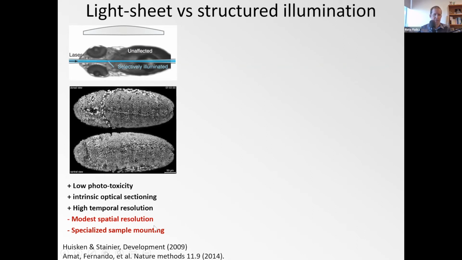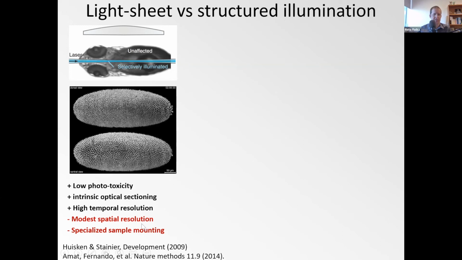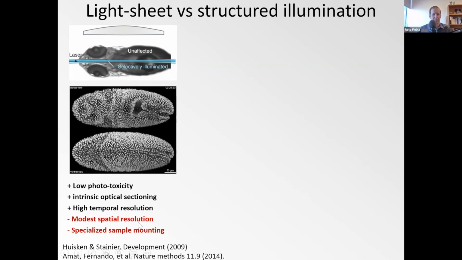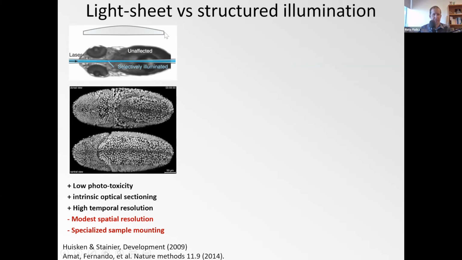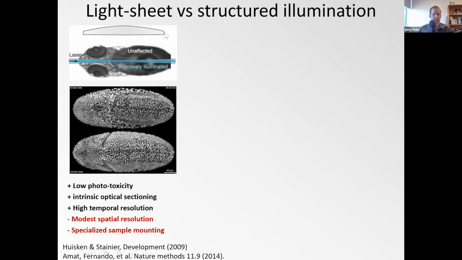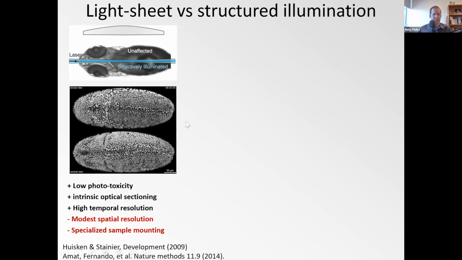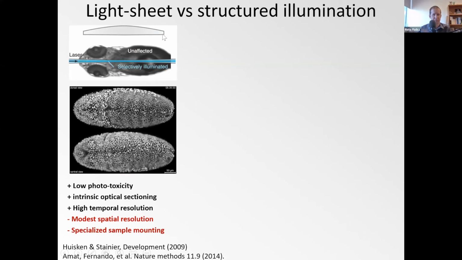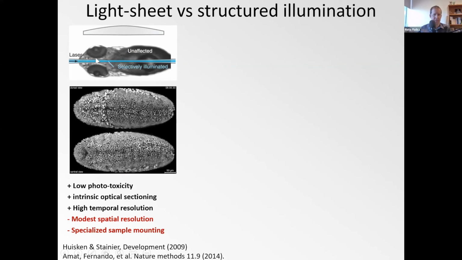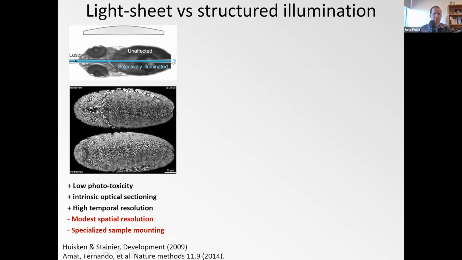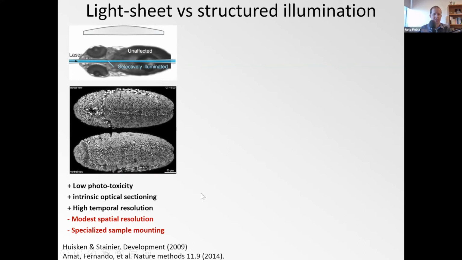The drawback of a light sheet is that it has a rather modest spatial resolution. Its detection is basically wide field limited, and the choice of lenses is also limited. You cannot put a very high NA lens up there because you kind of need to share the solid angle also with the excitation objective.